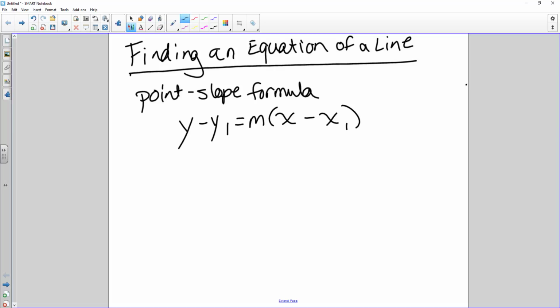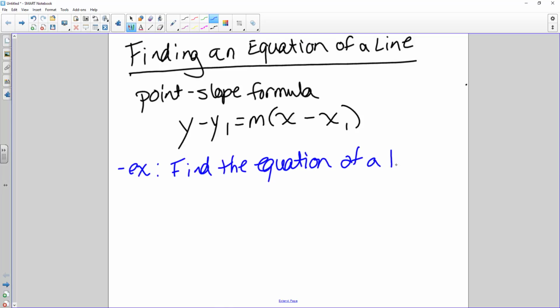So the things we're going to plug in are the slope and the point, x1, y1, and we're just going to leave x and y so that then we have an x and y in our equation. So let's say, for example, we want to find the equation of a line with slope 2/3 and through the point (-3, -1).